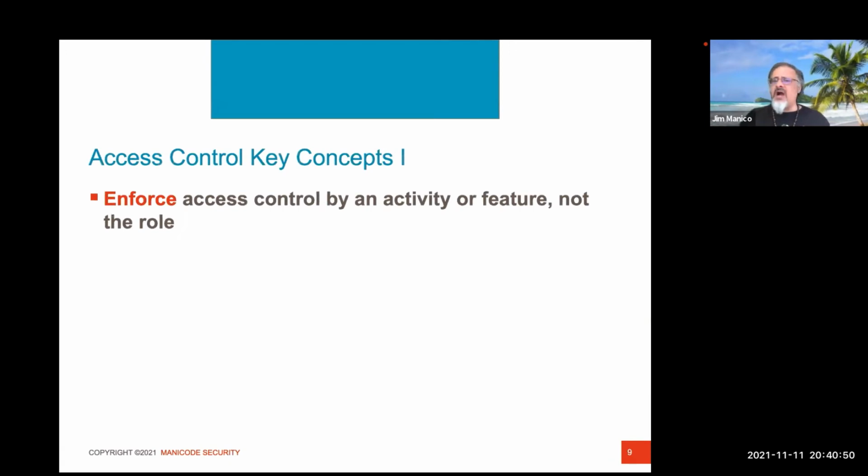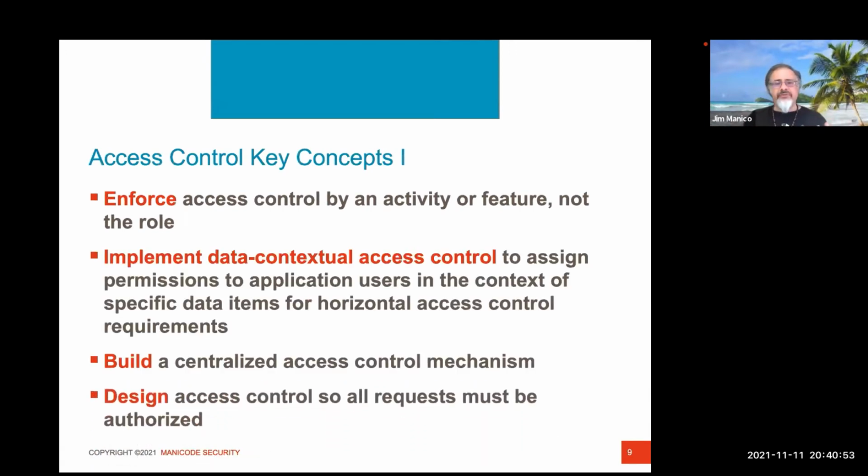So other high-level design principles: enforce access control by the activity or feature, not the role. Use roles in the back end. Implement some kind of data contextual access control to solve indirect object references in a generic way, so I don't have to build it from scratch every time as a developer. Your access control for real enterprise software should be centralized in a database of some kind with the filter. So every request must go through your access control layer.